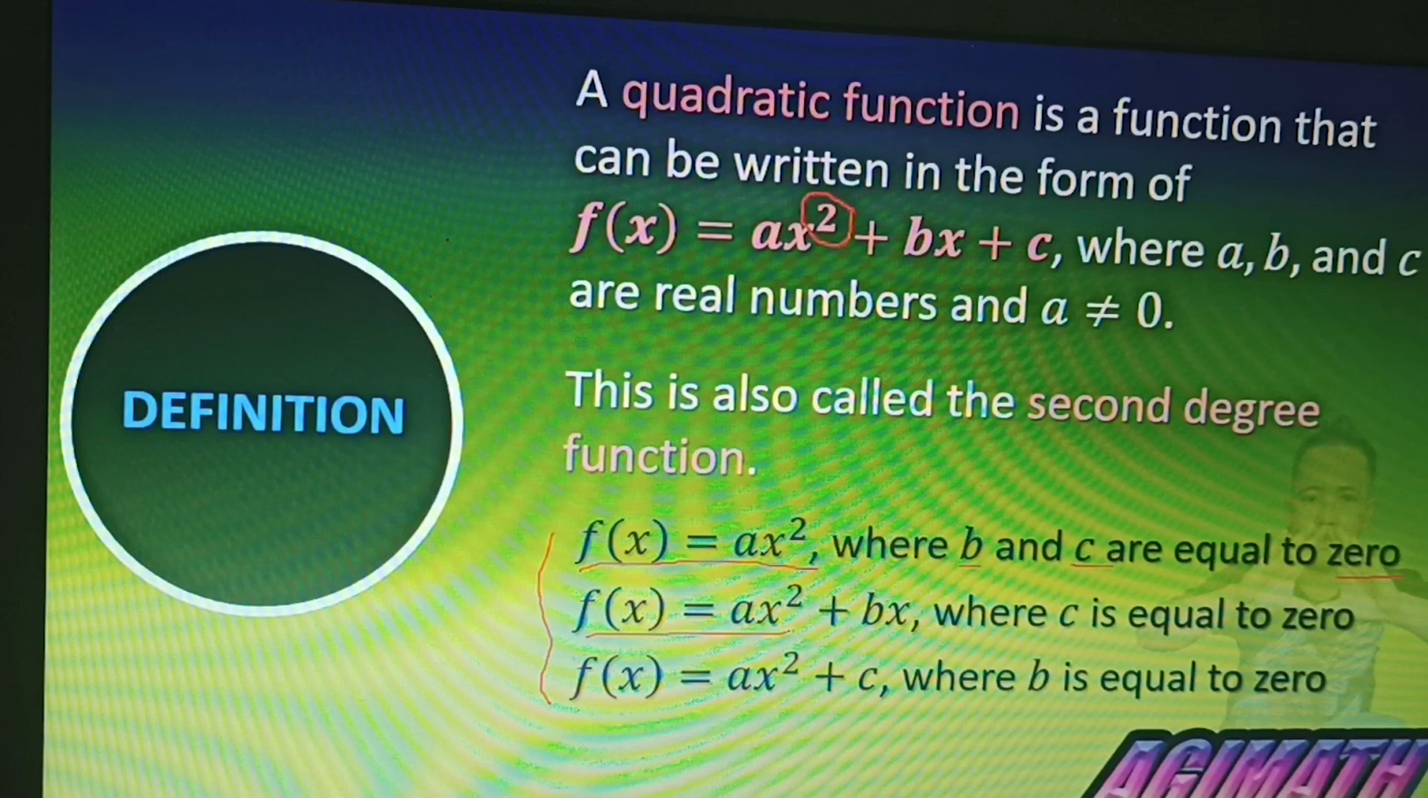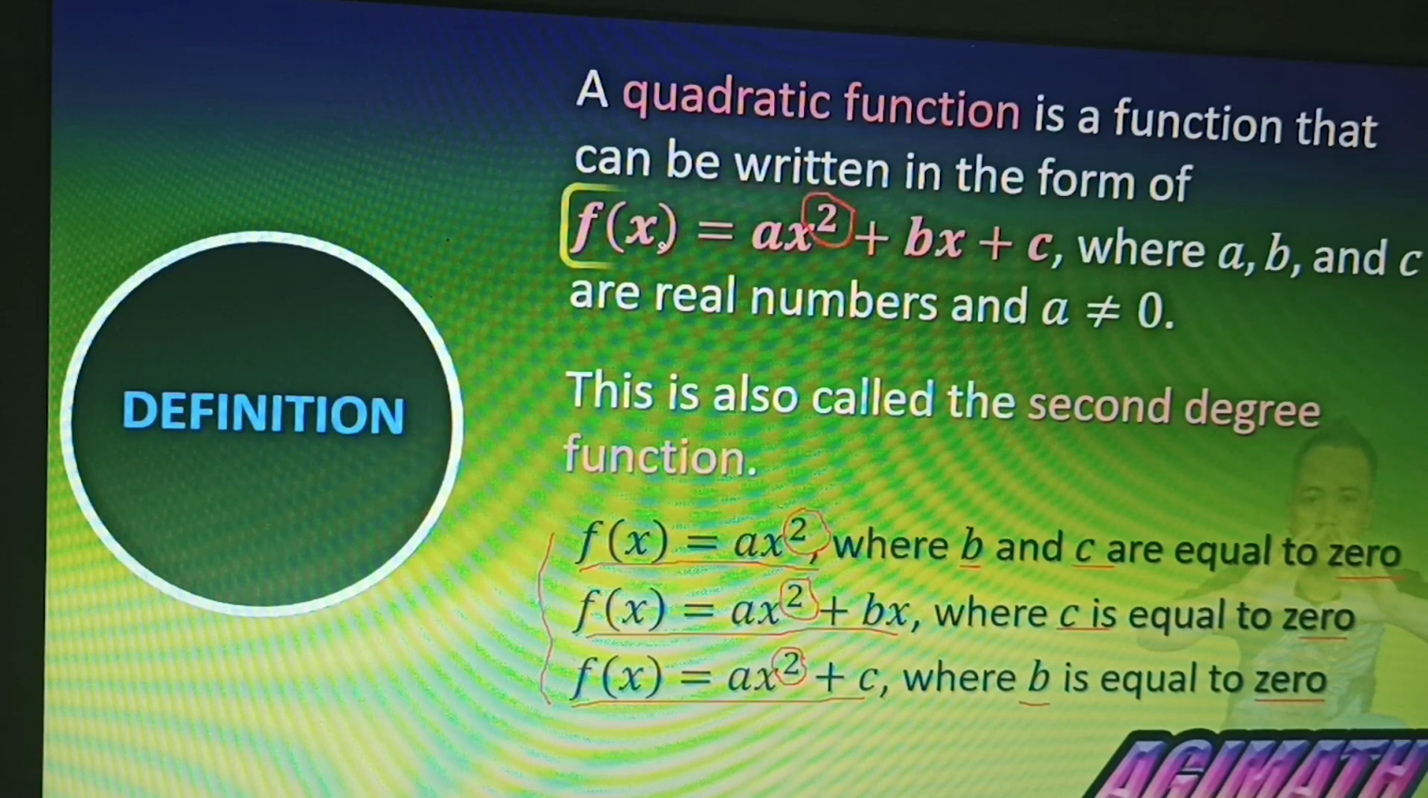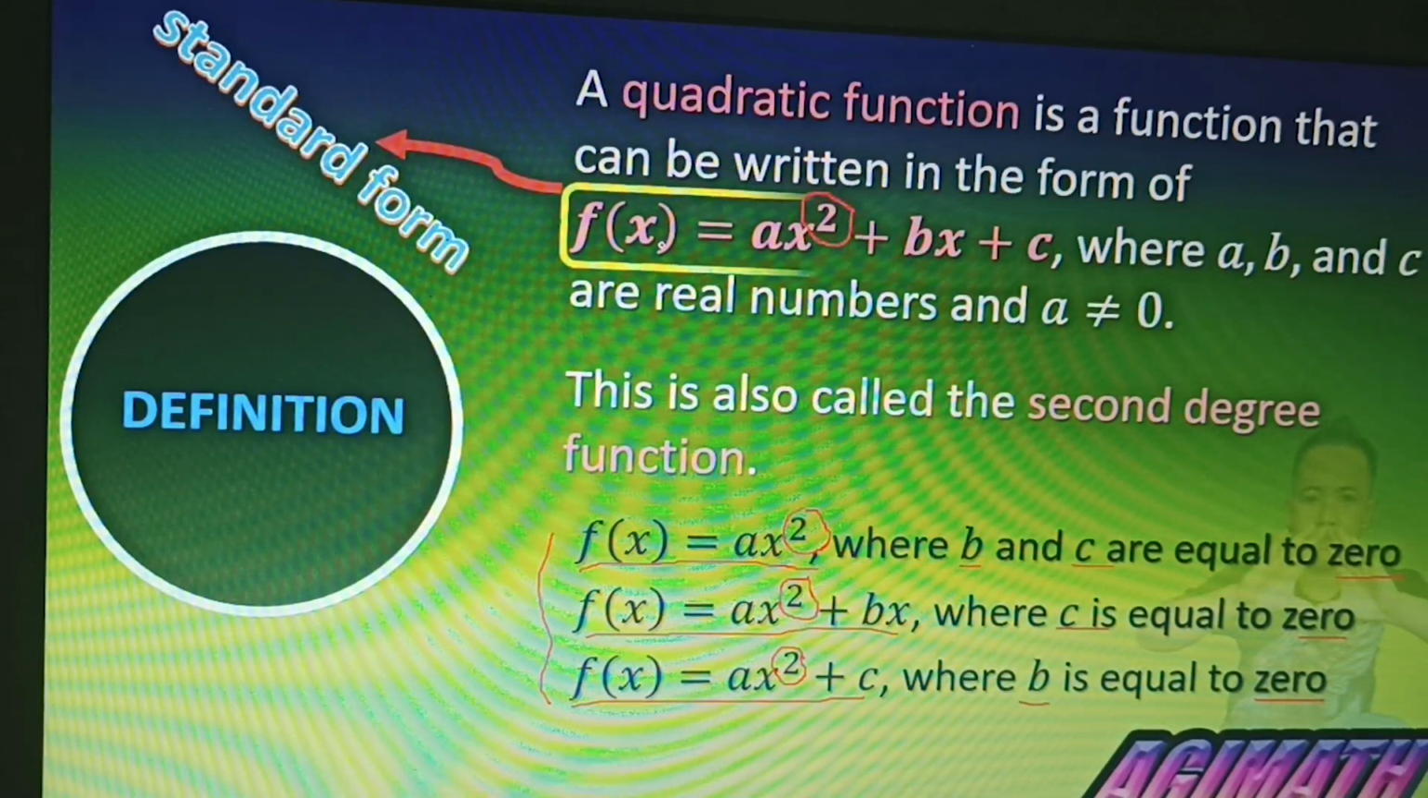And then for the second one, c is equal to 0. And for the third one, b is equal to 0. So they are incomplete quadratic functions, but they are still quadratic functions. Why? What matters most is this exponent. The highest exponent of the variable should be equal to 2. So that's quadratic. That's why f of x equals ax squared plus bx plus c is also the standard form of a quadratic function.